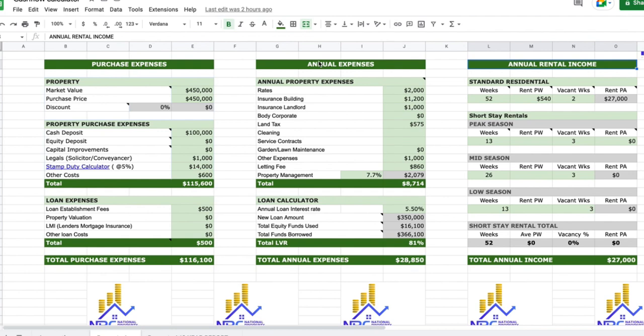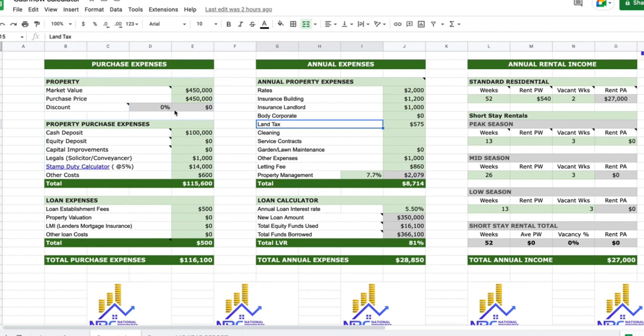And then we have the operational expenses, which are the annual expenses we need to pay to maintain that property. In the annual expenses, you can have rates, which are the council rates, and then you can have the building insurance, and the landlord insurance as well. You could have a body corporate if you have bought a place which has a body corporation. You would have the land taxes, you might have cleaning, service contracts, garden or lawn maintenance, some sort of assumptions we can make depending on the property, and we can have some other expenses as well. So just taking $1,000 in this case.